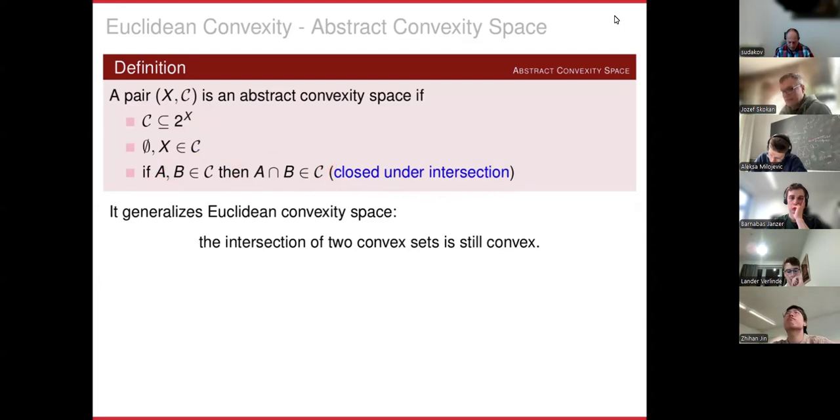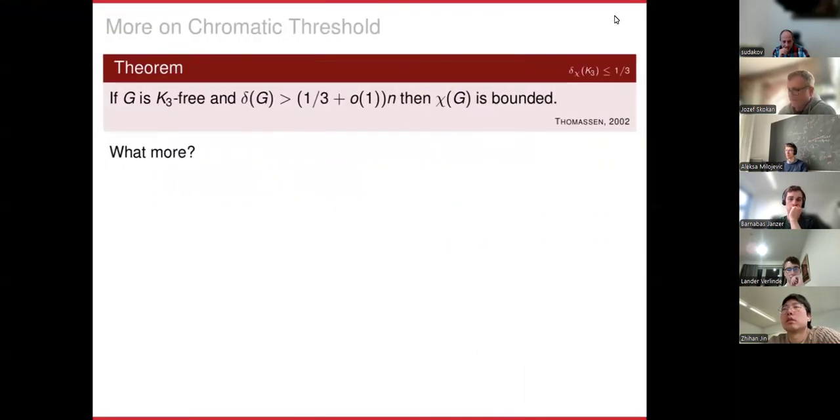Okay. And this concept generalizes Euclidean convexity space because in Euclidean convexity space, the intersection of two convex sets is still a convex set. Okay. So for us, this definition of abstract convexity space is important because we will phrase certain results in this particular setting. Okay. So with all of this hopefully in mind, we go back to our chromatic threshold question.